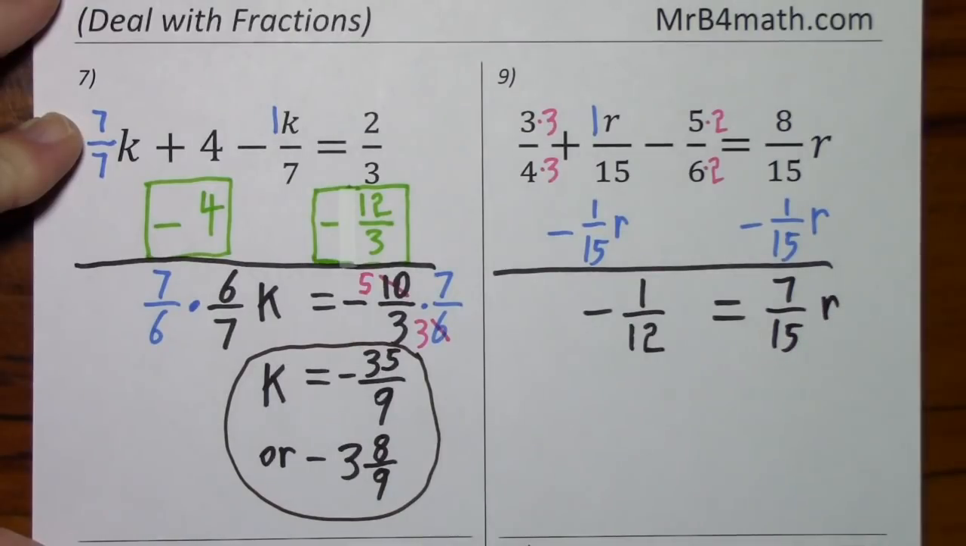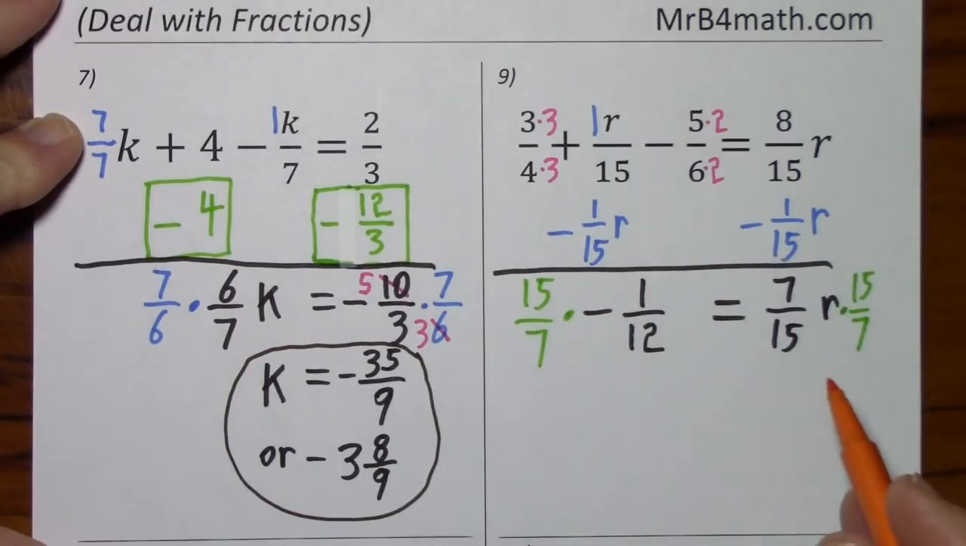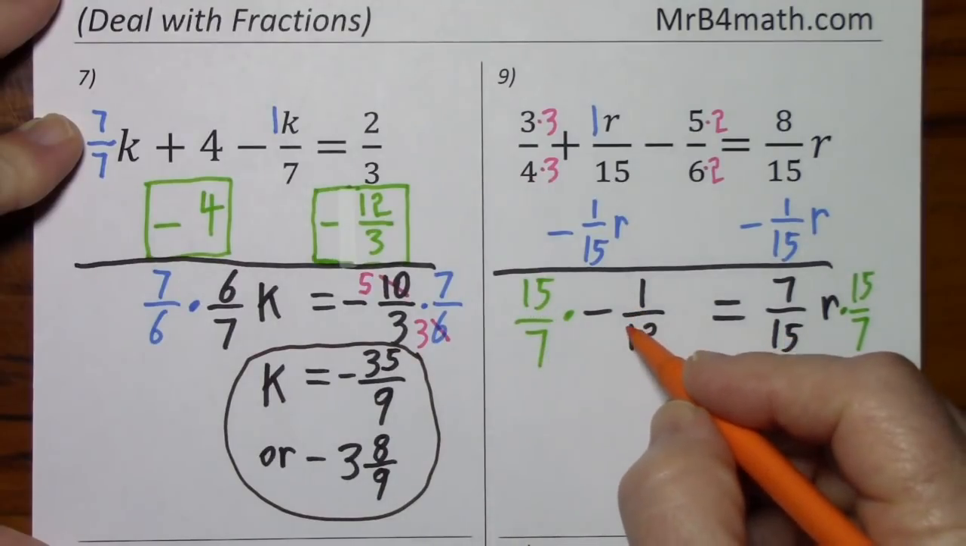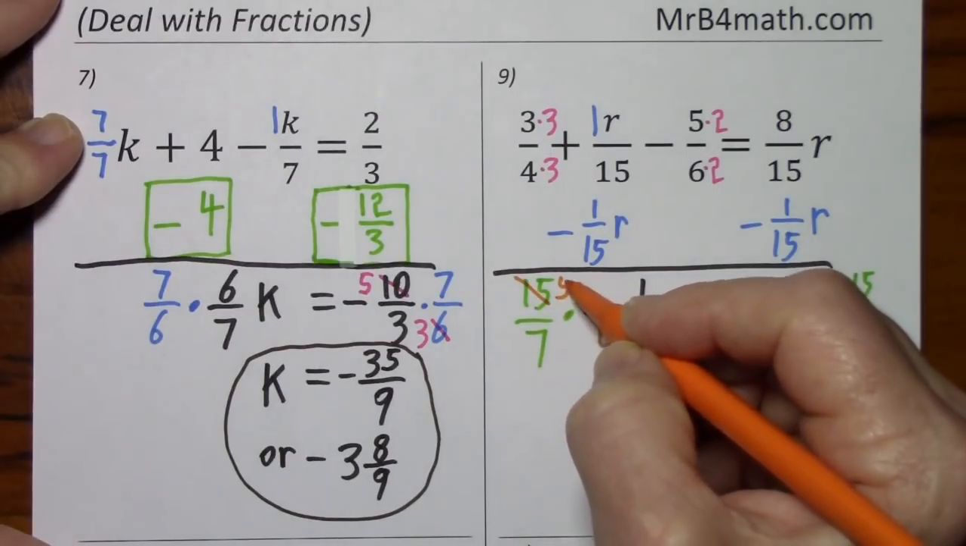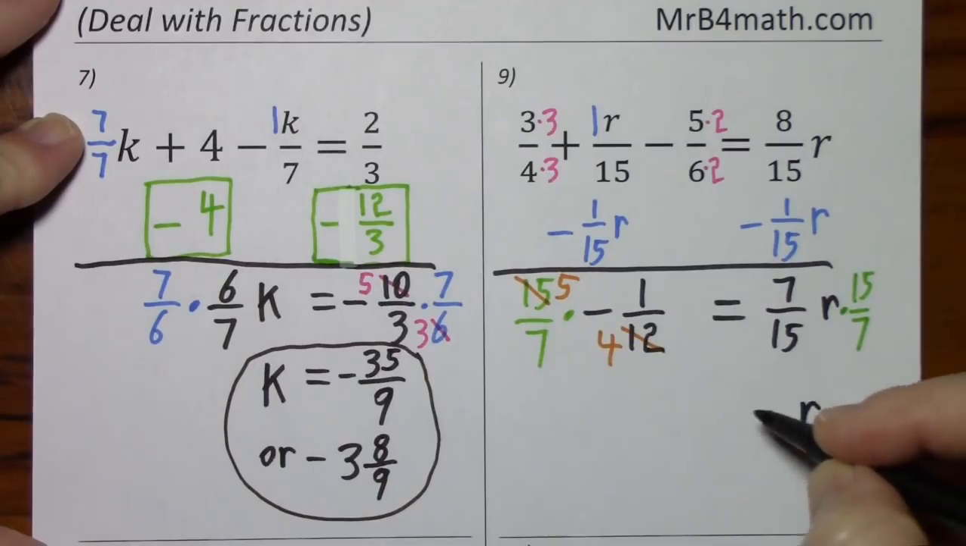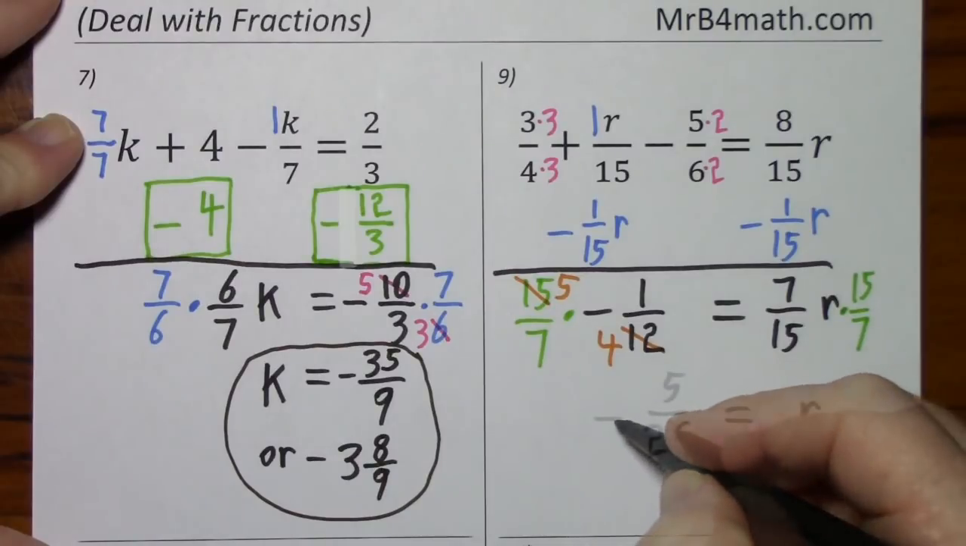You're left with 7/15 r. You want to get rid of the 7/15. It's held by multiplication, so you divide by 7/15, which is to say you multiply by 15 over 7. Multiply by 15 over 7. Here everything's going to cancel. You'll be left with r. But over here you have a common factor of 3. Divide by 3. Divide by 3. So you're left with r equals negative 5/28.